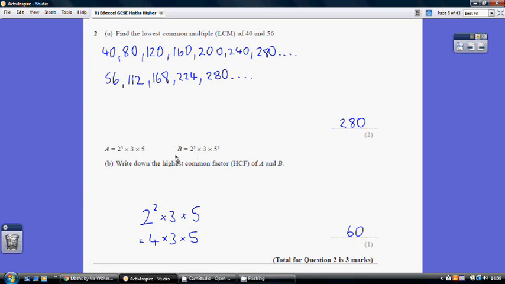Then we move on to the 3's, well, we've got a 3 in both. And then moving on to the 5's, well, the biggest one we've got in common is just a single 5. So we take out the single 5. So 2 squared, which is 4, times 3 times 5 is 60.